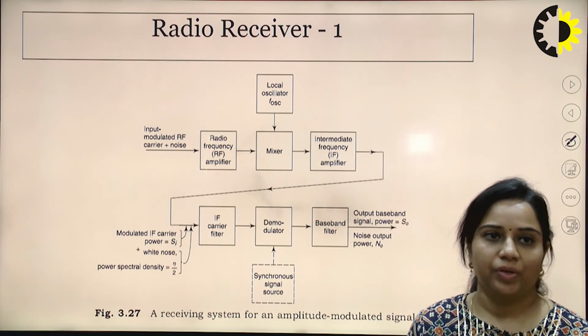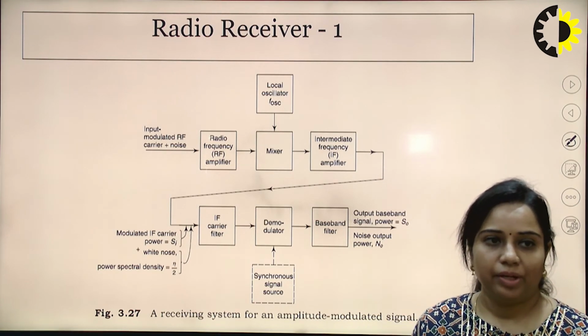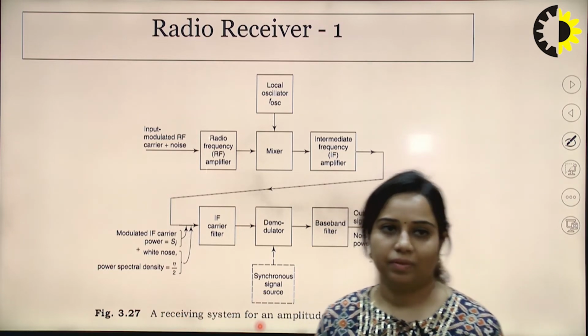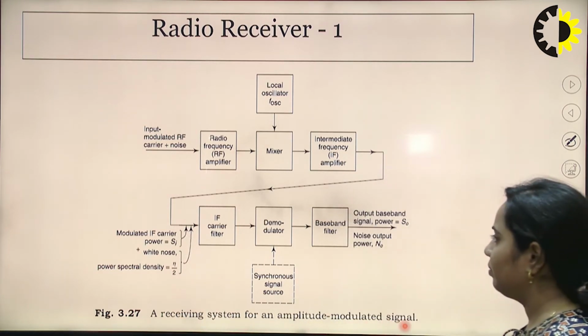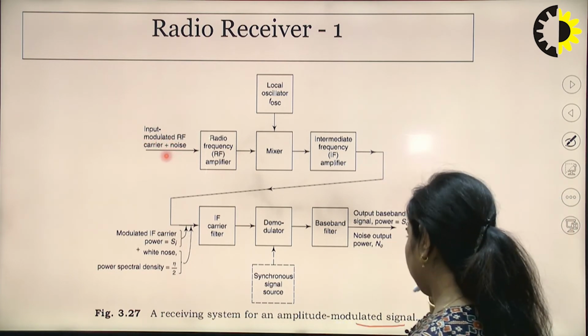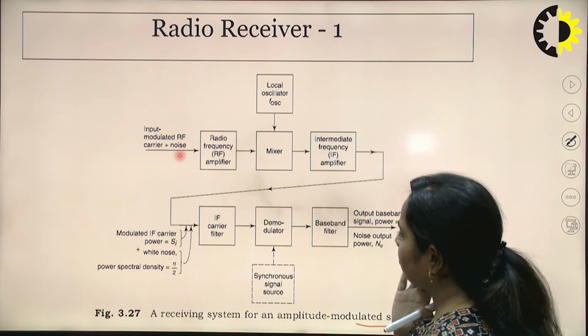Now next is radio receivers. There are different types of receivers. Mainly we are using the superheterodyne receiver. The first type of radio receiver is this one, that is the receiving system for an amplitude modulated system. That is nothing but a superheterodyne receiver.